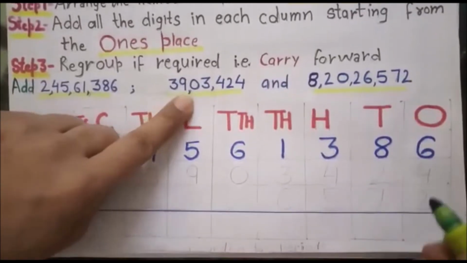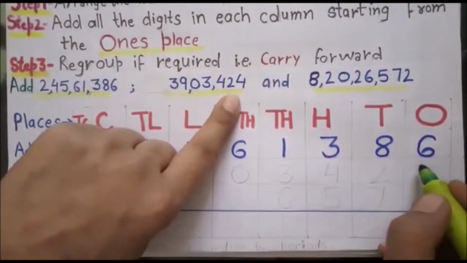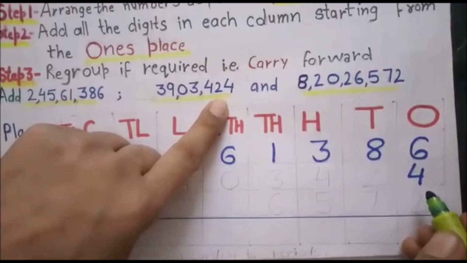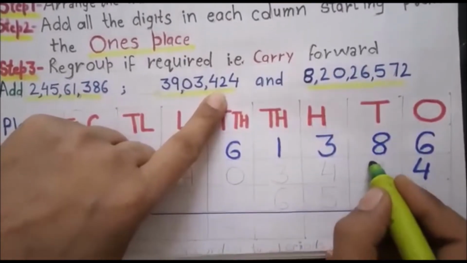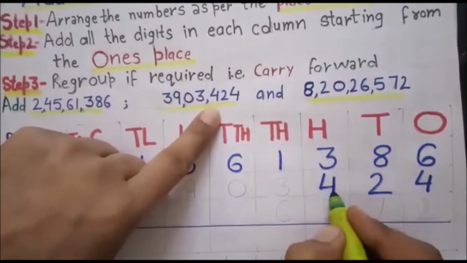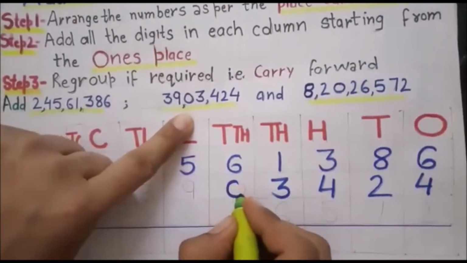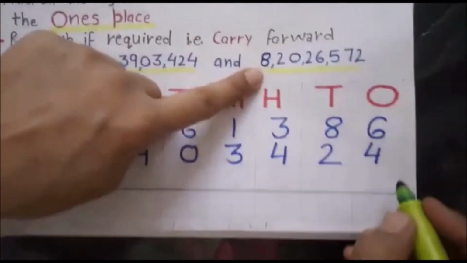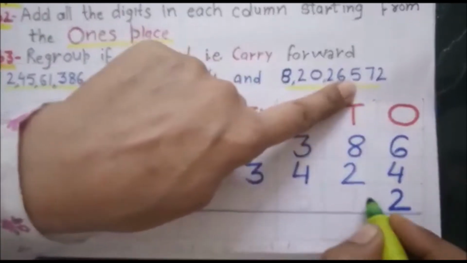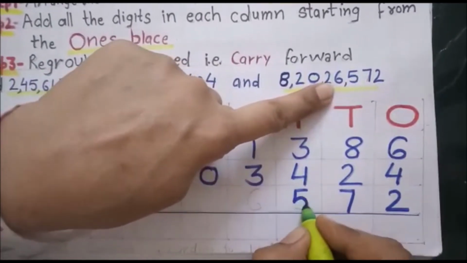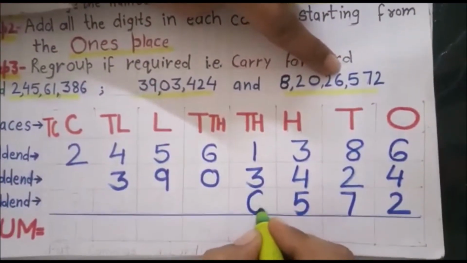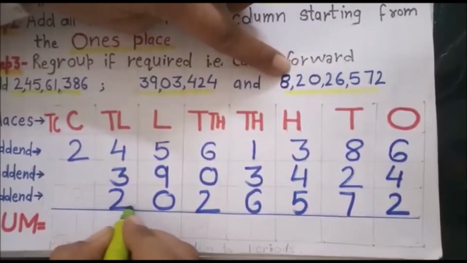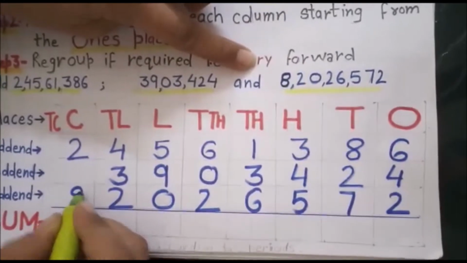Our second number is 39,03,424. Again we will start filling from ones place, because ones place will never be left vacant. Then we will fill tens place, then hundred place, then thousand place, 10,000 place, lakh place and then 10 lakh place. Our next number, again we will start from ones place, tens place, hundred place and thousand place, 10,000 place, lakh place, then 2 at 10 lakh place and 8 at crore place.